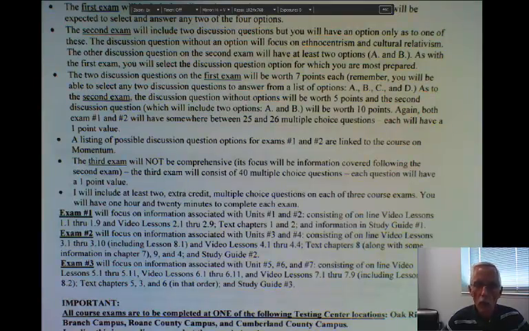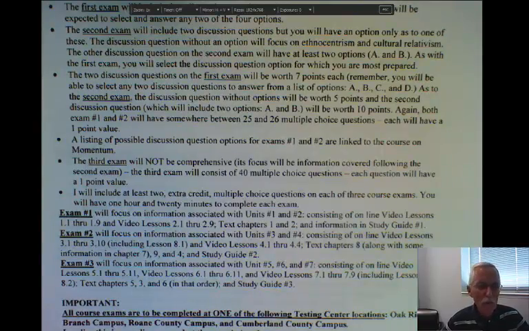You can use the Oak Ridge Branch Campus Testing Center at Oak Ridge, or you can employ the testing center at the Cumberland County campus in Crossville. Now, you'll need to go online. I've specified this in some detail in the syllabus as to testing center hours. And you will also note down at the bottom of the 5th page, I have specific dates by which you have to complete the 3 course exams.